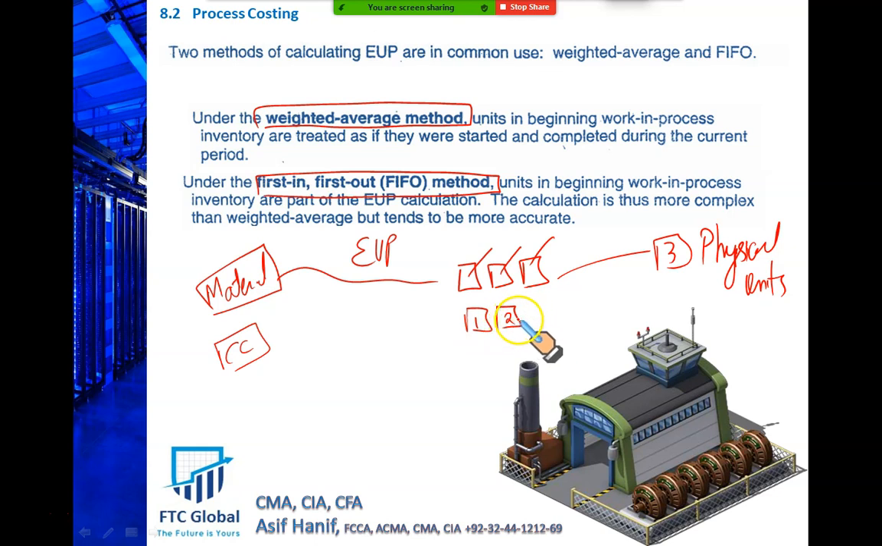These 2 units do not exist. These are imaginary units. Please, gentlemen, remember, EUPs are imaginary units. They do not really exist. EUPs are imaginary units for calculation purposes. So these 2 units are imaginary units because the material that was given to me was sufficient only to produce 2 units. Whereas in reality, when you went to the warehouse, there were 3 units which were partly completed.